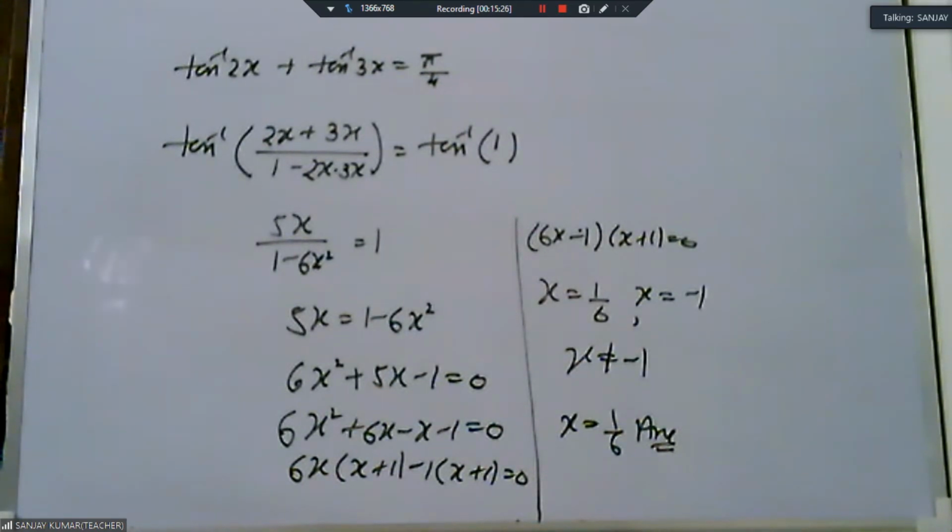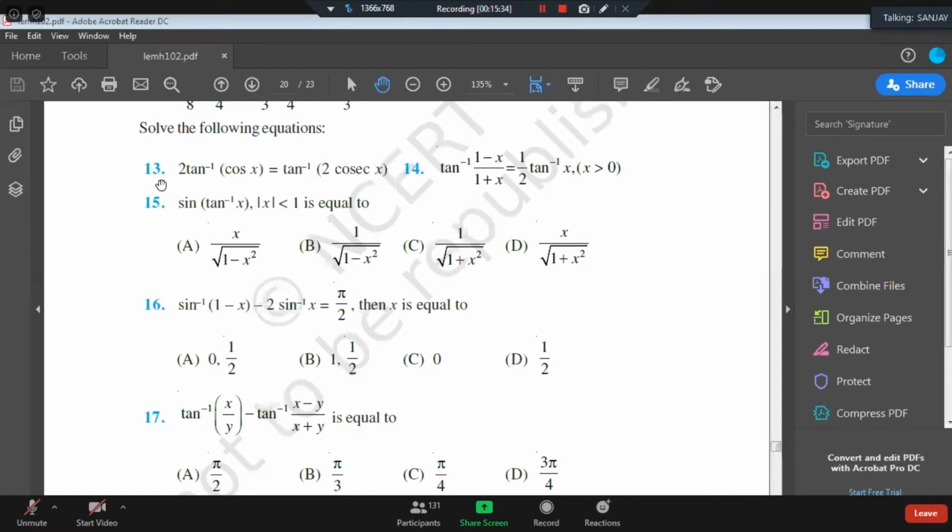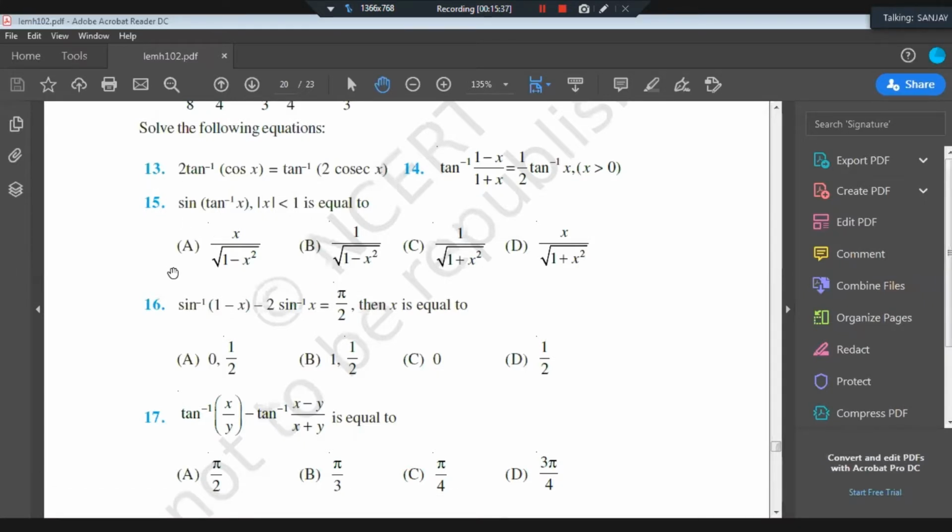Okay, now the two types of problem they create. The one problem they make here, look, this is question number 13. They given 2 tan inverse cos x. This is the first problem they create. One problem is they given 2 tan inverse cos x is equal to tan inverse 2 cosec x. One column they create this one, and in the second part, he says tan inverse (1 - x)/(1 + x) is equal to half of tan inverse x. So these are the two types of problem they create.